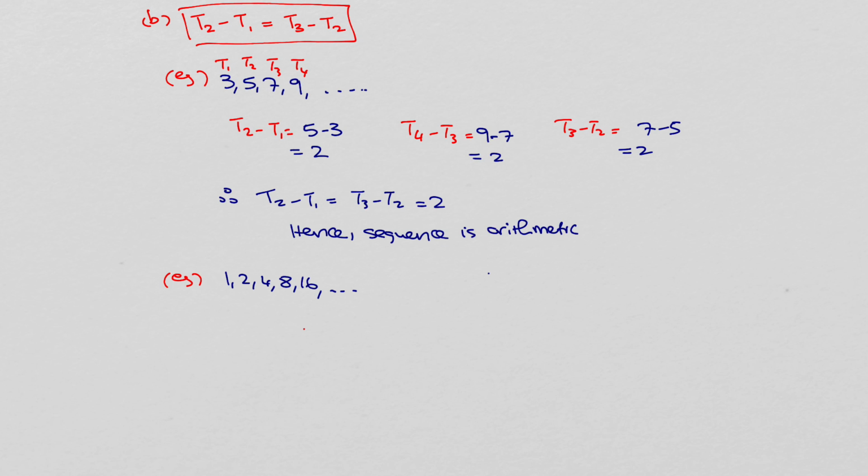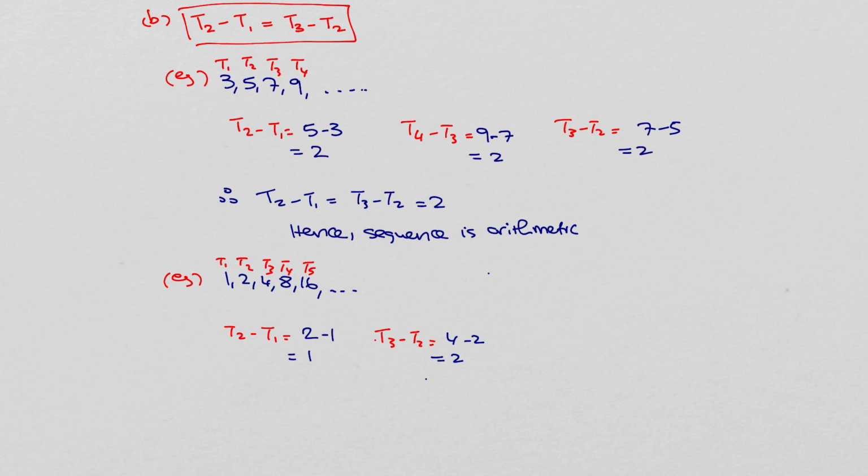So let's look at this one here then. We have, again, 1, 2, 4, 8, and 16. So T1, T2, T3, T4, and T5. So if we say, well, what's T2 minus T1? And we say, well, it's 2 minus 1, which is equal to 1. And if I take T3 minus T2, well, that gives me 4 minus 2, which is equal to 2.